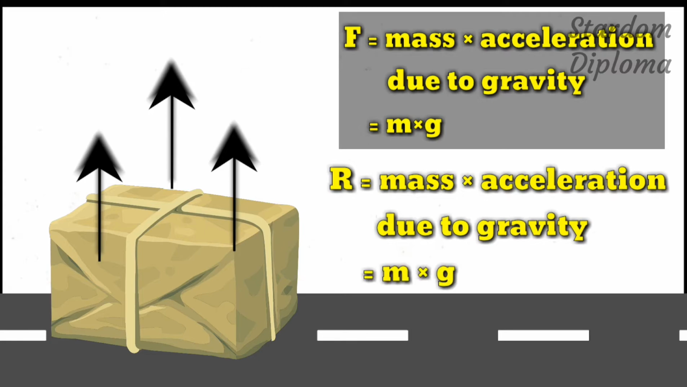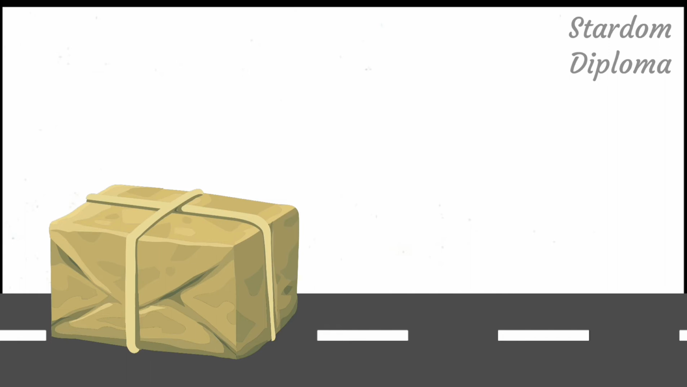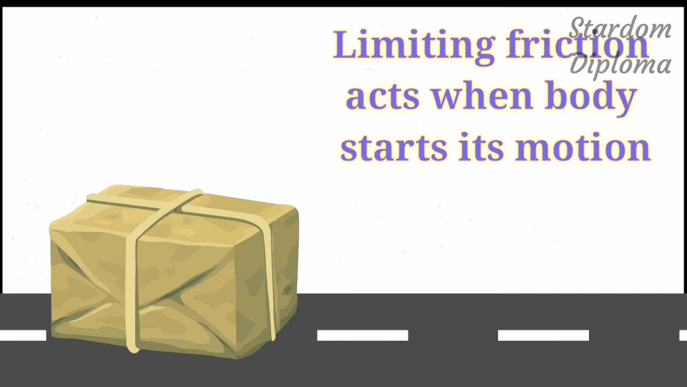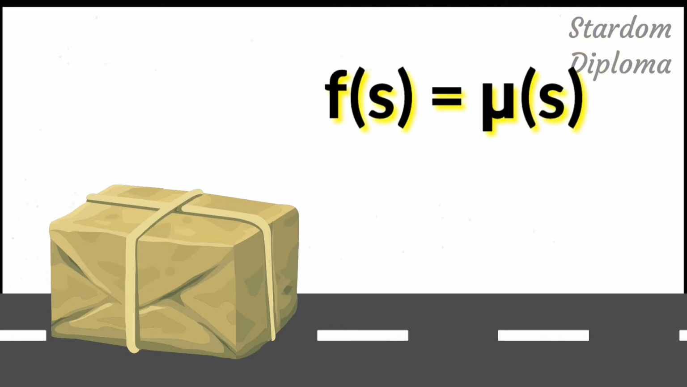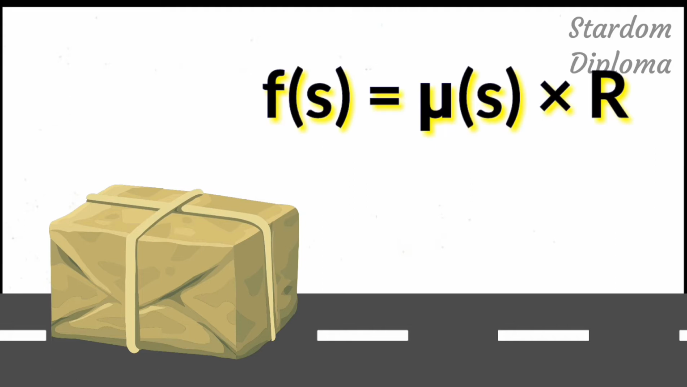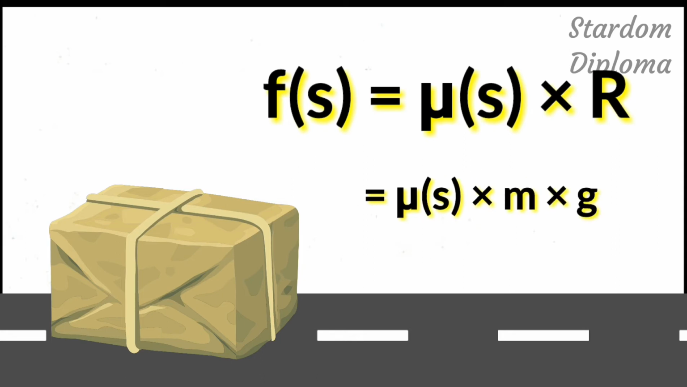The body which was initially static, when it started its motion, when it began to move, we call it limiting friction, right? We know the equation of limiting friction: Fs is equal to mu s into N or R. So Fs is equal to mu s into R. Yes, R is the normal reaction. We know what is normal reaction. Normal reaction is equal to m into g. So if you substitute, the limiting friction Fs will be equal to mu s into m into g.